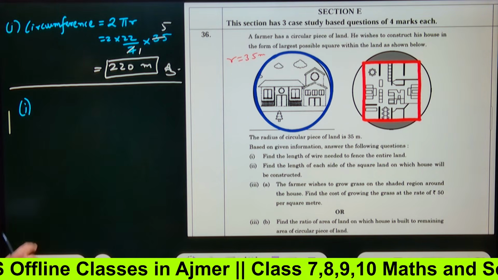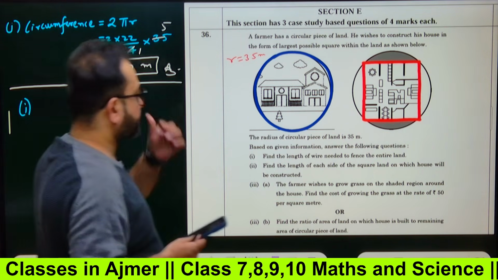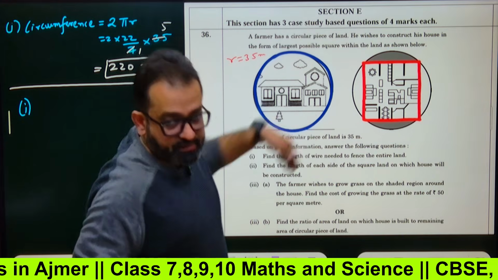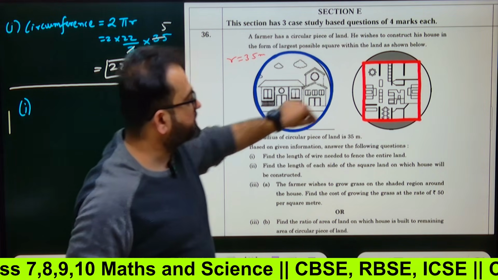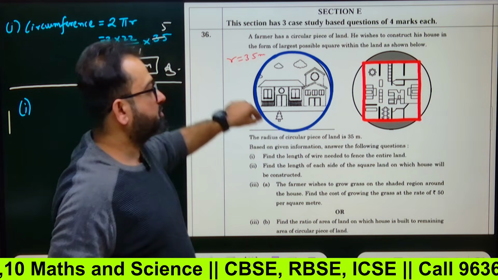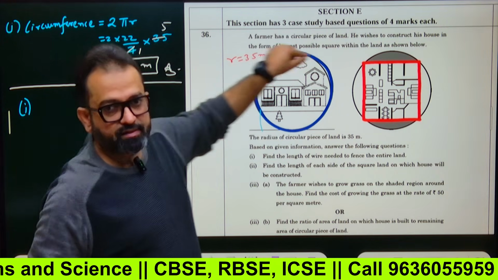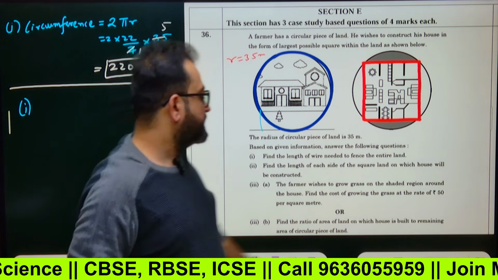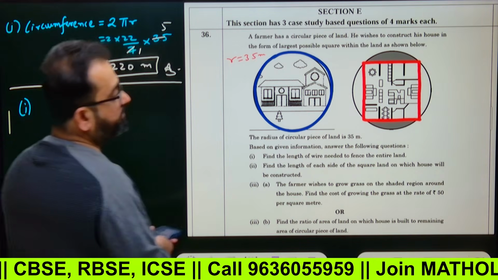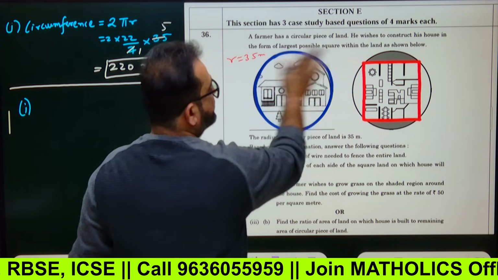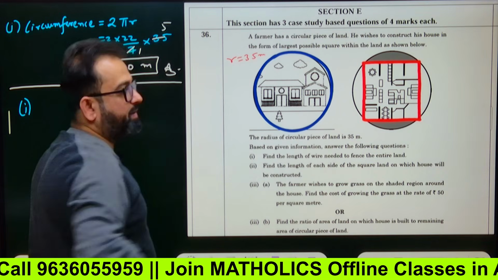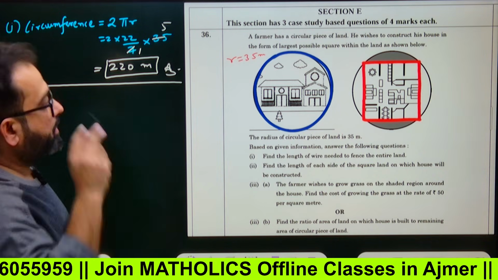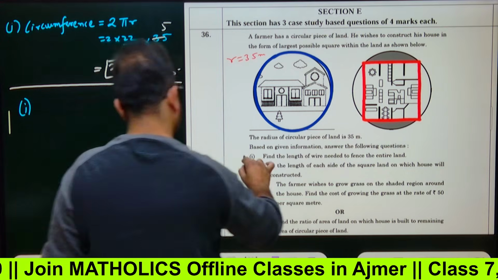Second part is tricky. See, this is the circle. You have to fence it. Fencing means you have to put wire around this circle, so you have to find the circumference. If they had said how much grass would be required to cover this land, then the area would be the answer, pi r square. Next part. First is done.